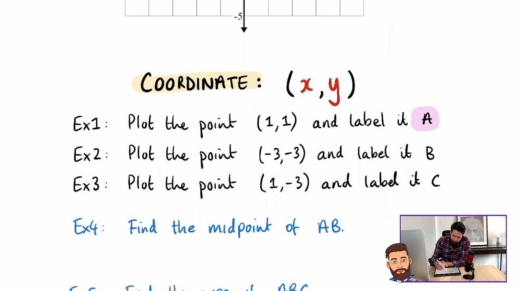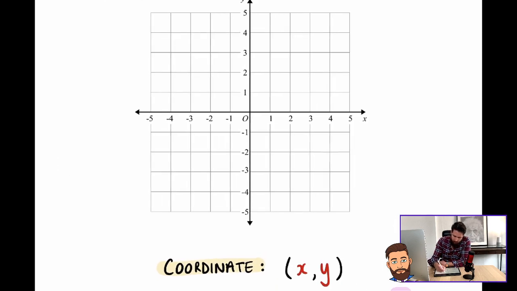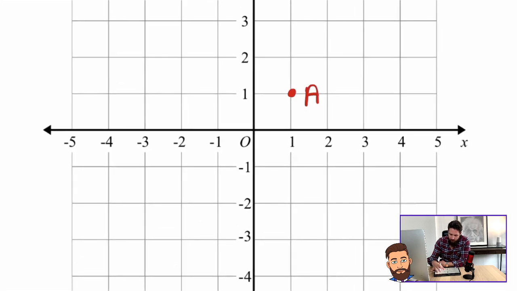So if we want to plot the point 1, 1, remember, that means x is 1, and y is 1. So if we start at the center, always start at the center, we're going to go across 1, and then go up 1, so that point would be there. I mark on that point, and it wants me to call it A. So the point 1, 1 is there. Across 1, up 1.